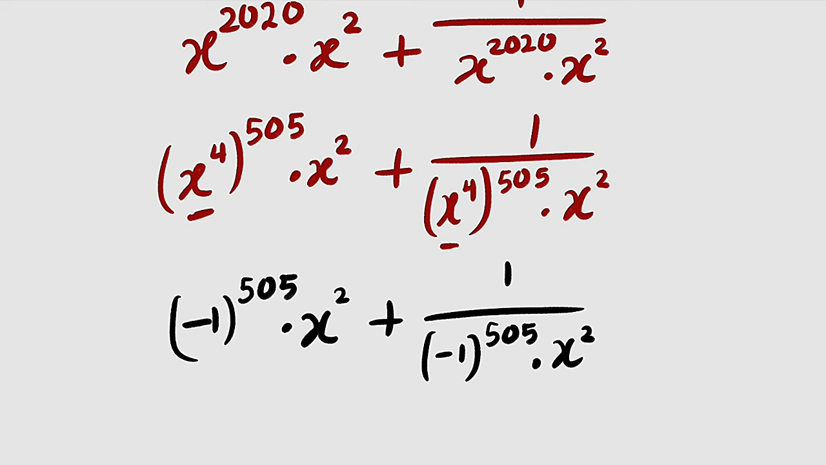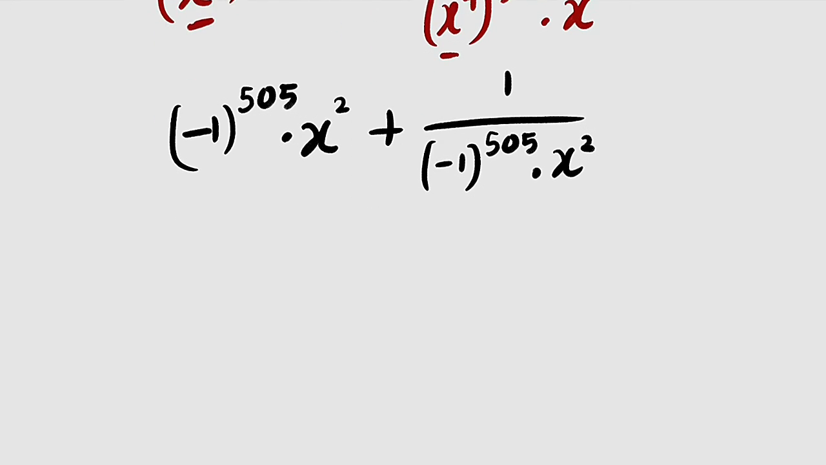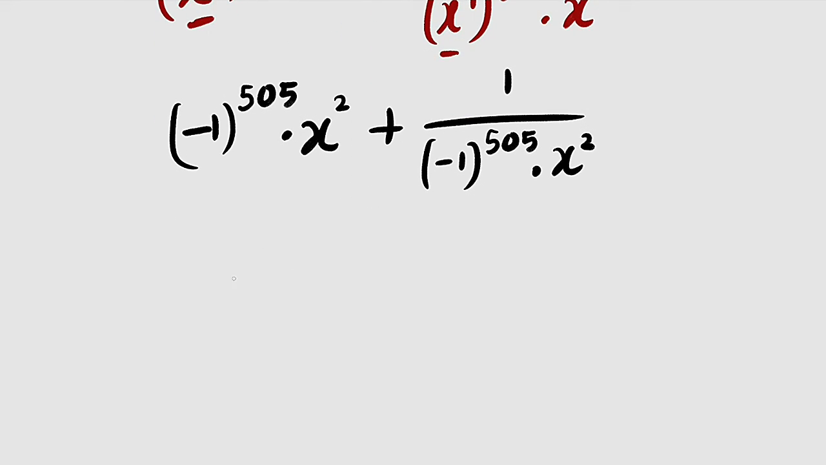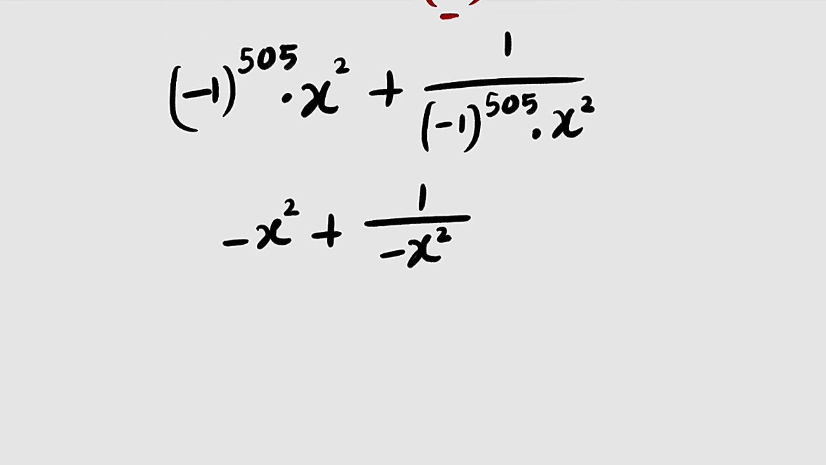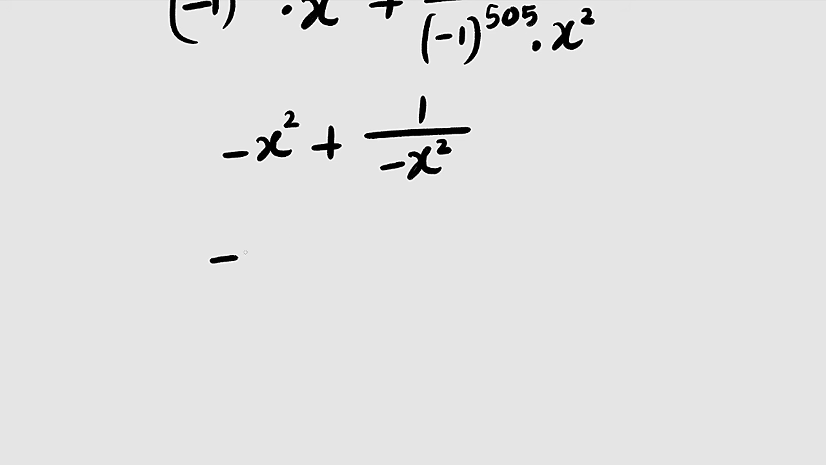You should know that 505 is an odd number, and when you raise negative 1 to an odd number, it will not change. It will remain negative 1, right? So this is the same thing as negative 1 times x squared, which is negative x squared, plus 1 divided by the same thing. This is negative 1 times x squared, which is negative x squared. Let us factor out negative 1. We have negative 1 outside, then inside we have x squared plus 1 divided by x squared.